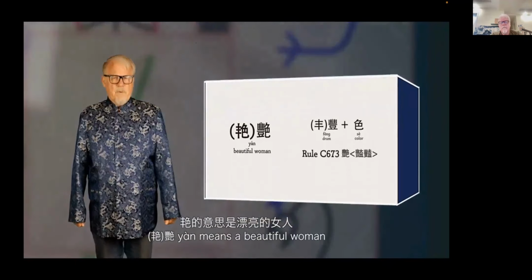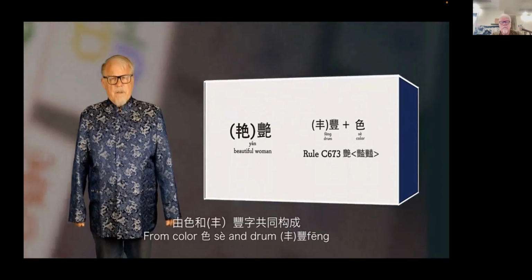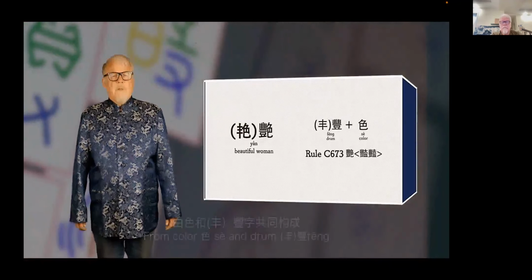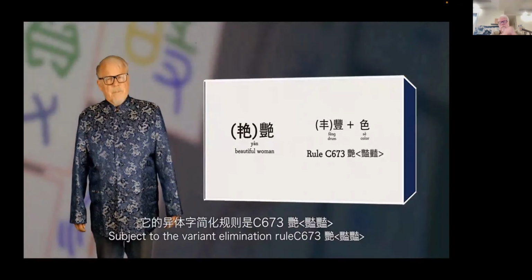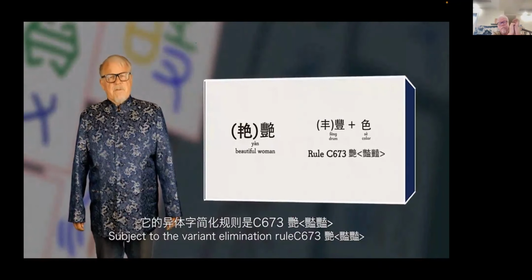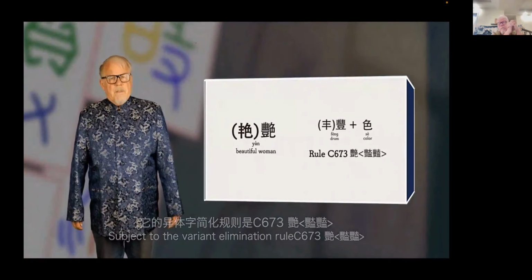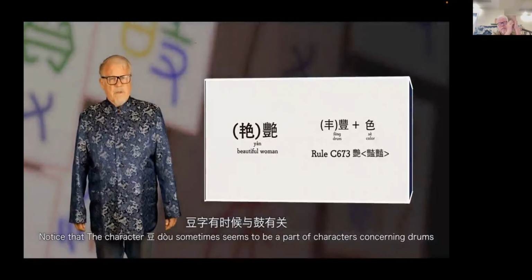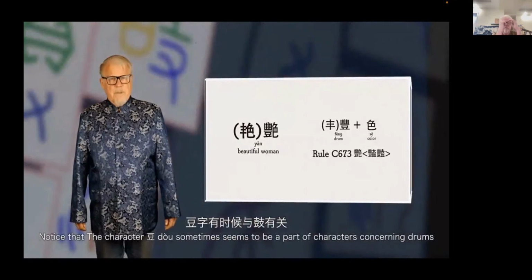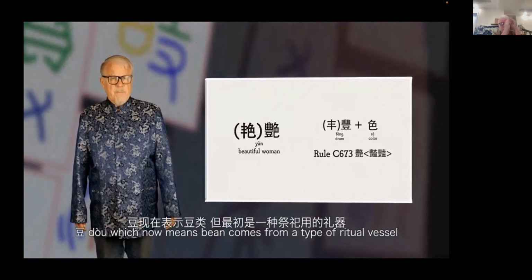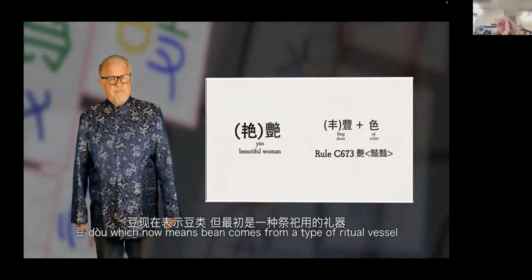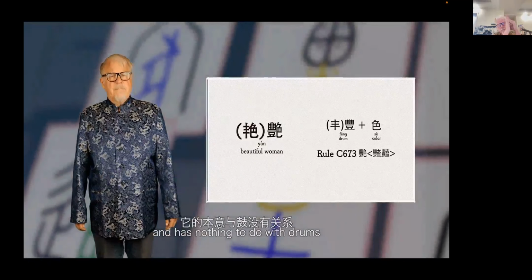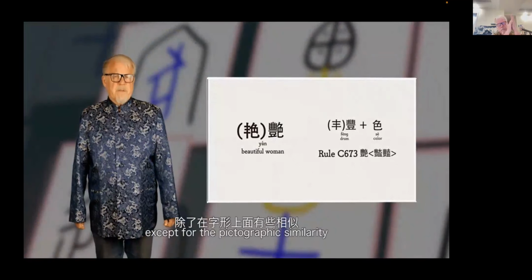Yan means a beautiful woman, from color, se, and drum, feng. It is subject to the variant elimination rule C673. Note that the character do sometimes seems to be a part of characters concerning drums. Do, which now means bean, comes from a type of ritual vessel and has nothing to do with drums, except for the pictographic similarity.